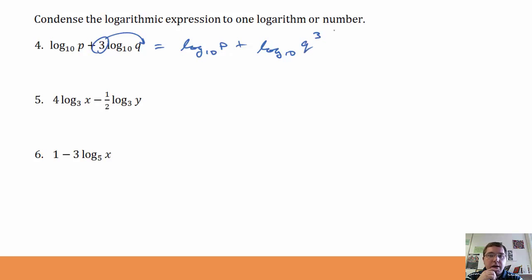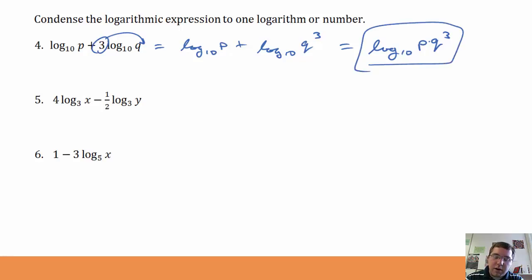That's from my third law of logarithms. So now I've got log base 10 of p plus the log base 10 of q to the third. So they've got the same base. There's no numbers in front other than 1. So I can combine these two logs that are being added into one log where I am multiplying on the inside. Log base 10 of p times q cubed. I've condensed it down to one log.